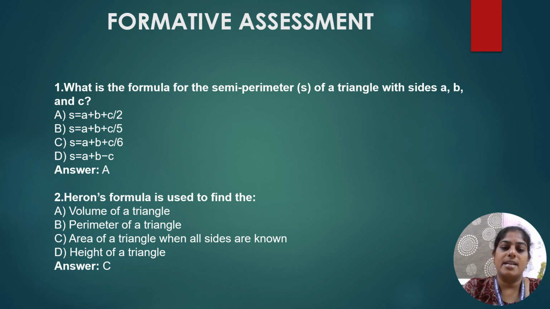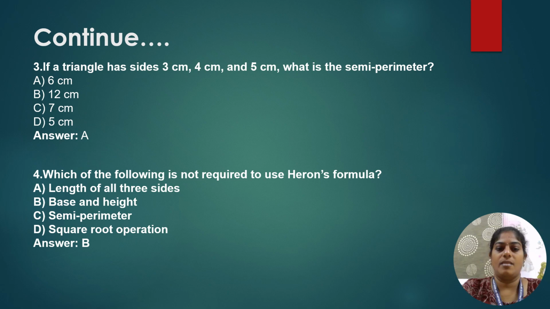Okay. Next, Heron's formula is used to find. What is the purpose of Heron's formula? Whether you'll be finding volume of a triangle, perimeter of a triangle, area of a triangle when all the sides are known, or height of a triangle. What is the answer? Area of a triangle when all the sides are known. Third one, if a triangle has sides 3 cm, 4 cm and 5 cm, what is the semi-perimeter? So you know the formula for semi-perimeter. Just substitute S is equal to A plus B plus C divided by 2 and find the answer.